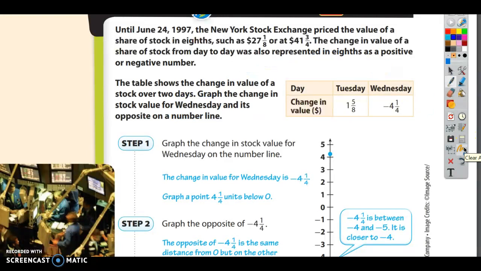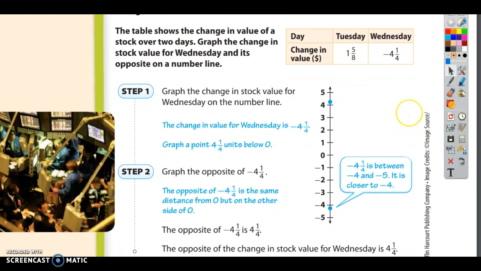Step 1 says to graph the change in stock value for Wednesday on the number line. So that's going to be the negative. Some kids might look at this and think it's positive, but check this out. On Wednesday it was negative, so what we do here is we start at 0 and we go down 1, 2, 3, 4, and there's negative 4, and then a fourth. A fourth is just taking this space right here and cutting it into fourths. 1/4, 2/4, 3/4, and then you put a dot on the 1/4. Now that's the value of Wednesday.